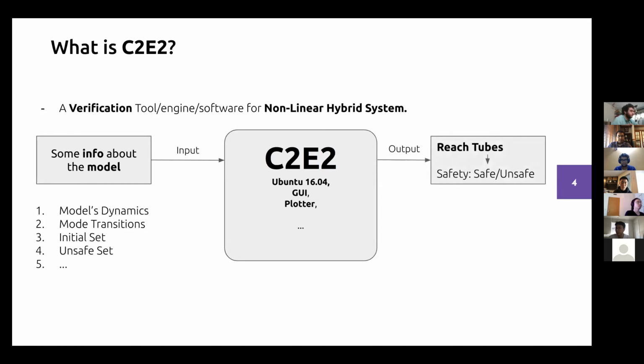So the output will be reach tubes, or simply how far it can reach in each time interval, which can then determine safety requirements. For example, if the reach tube is not intersecting with the unsafe region, then it's said to be safe. Moreover, you can visualize these reach tubes by using the C2E2 built-in plotter.